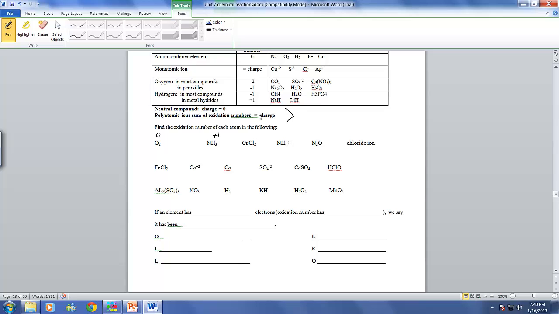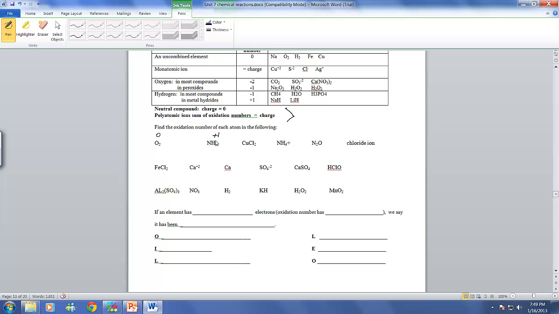When I add up the oxidation numbers, if it's a neutral compound, the oxidation numbers of all the elements have to add up to 0. If it's some kind of an ion, if I add up their oxidation numbers, the oxidation numbers have to add up to the charge. Okay, so look at this. There was no charge. It was neutral. That's why this has an oxidation number of 0.